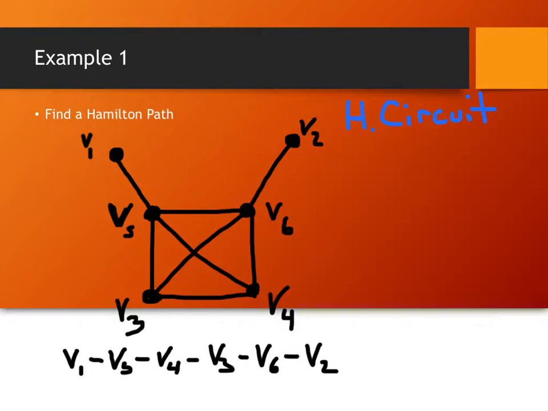So it turns out here's a Hamilton path for this graph. A Hamilton circuit for this graph does not exist. A lot of times we'll just put DNE for does not exist.